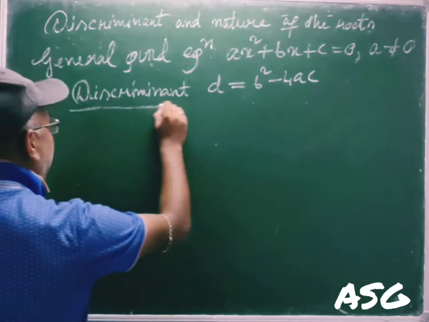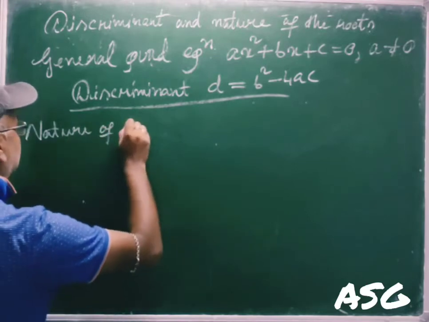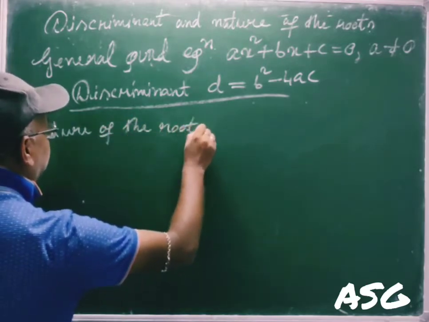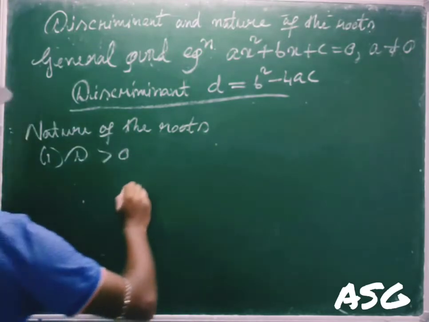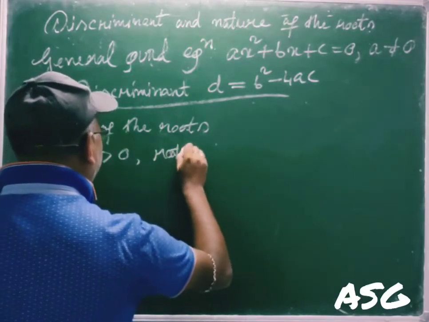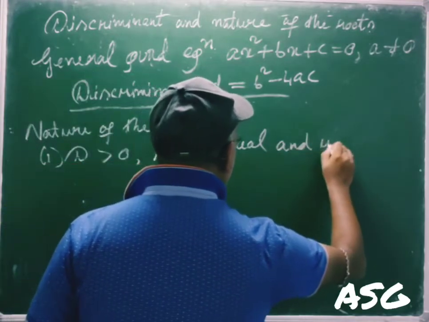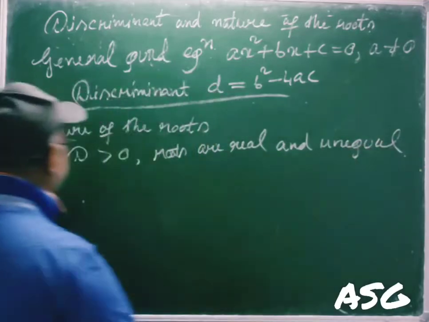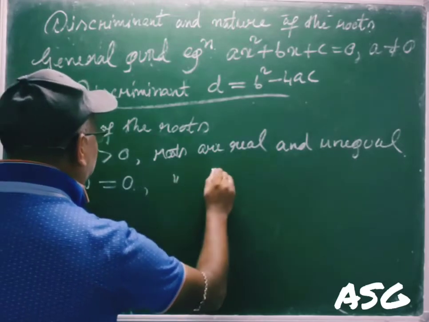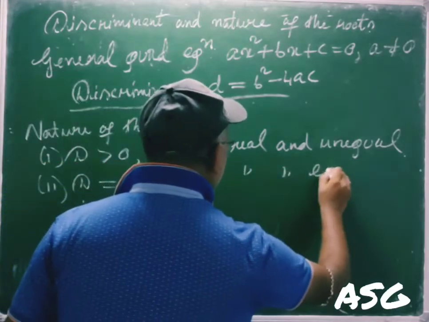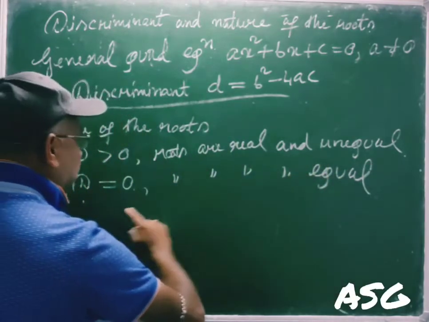Now we'll talk about the nature of the roots. There are three things possible. First, d is greater than 0. Then whatever roots you get are real and unequal. Second condition, d is equal to 0. In that case, roots are real and equal. Here, greater than 0, roots are real and unequal, but equal to 0, roots are equal.